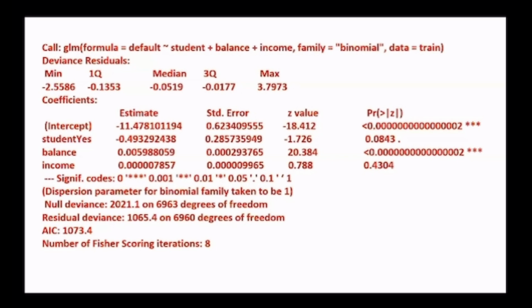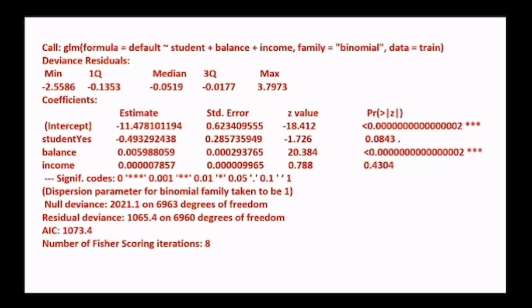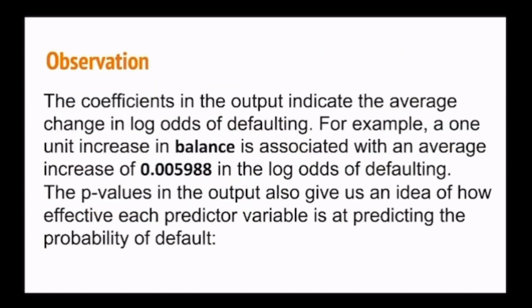We're basically going to look at the interpretation of the estimate here. Don't forget, I call them log odd estimates. You remember? The estimates are called log odd estimates, in case you want to interpret them. The coefficient in the output indicates the average change in the log odd of the default. You have to say log odd of the default. For example, a unit increase in balance is associated with an increase of 0.005988059. That is what we're interpreting now.